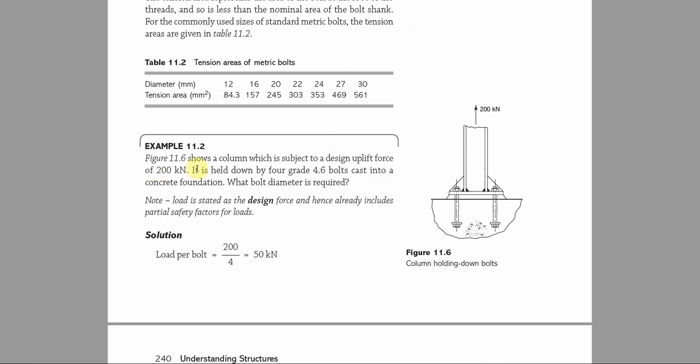Let us look at a simple example of how many bolts will be required in this particular connection. Let's say this is a column holding down bolts. In figure 11, this shows a column which is subject to a design uplift force of 200 kN. It is held by 4 grade 4.6 bolts cast into a concrete foundation. What bolt diameter is required? So we want 4 bolts to carry this particular member. How do we go about that? The first thing is, since we are using 4 bolts, we have to divide the load by 4. That means each bolt will be carrying 50 kN. So load per bolt is 50 kN.